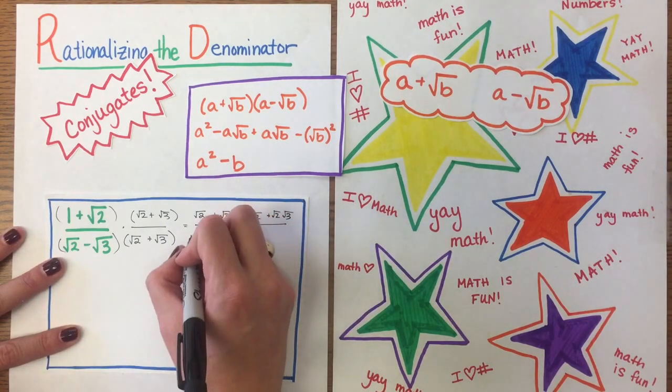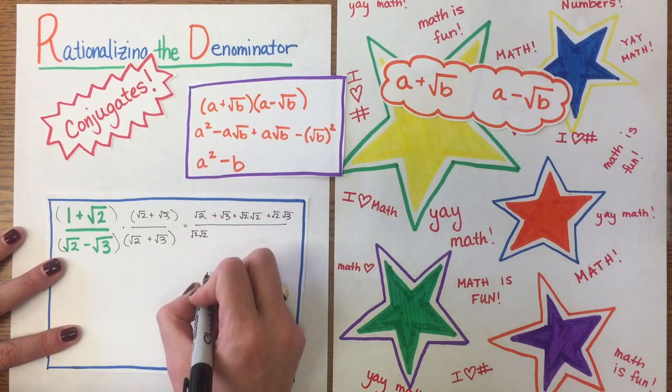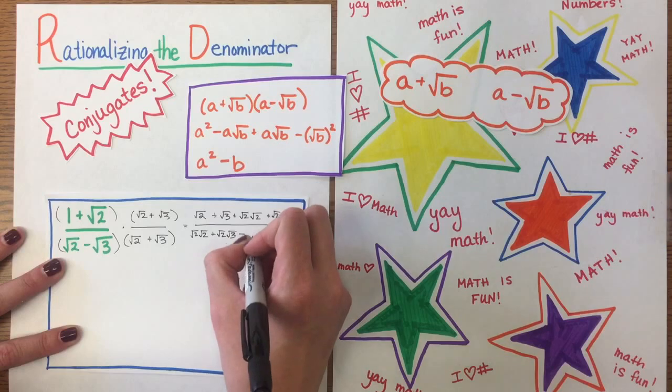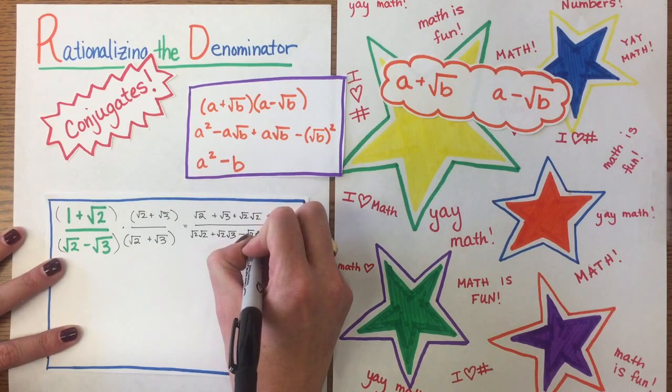In the denominator, my first term is the square root of 2 times the square root of 2. My outside is the square root of 2 times the square root of 3. My inside is minus the square root of 2 times the square root of 3.